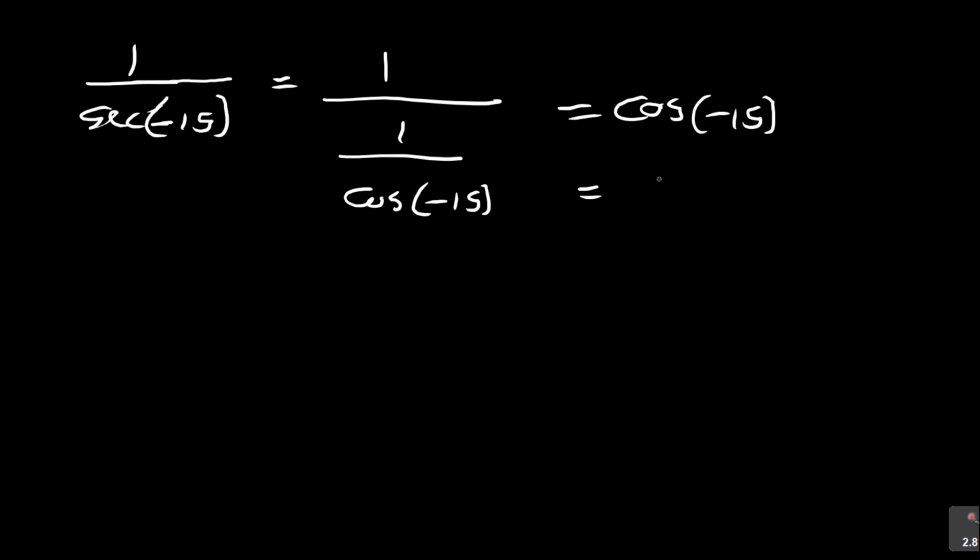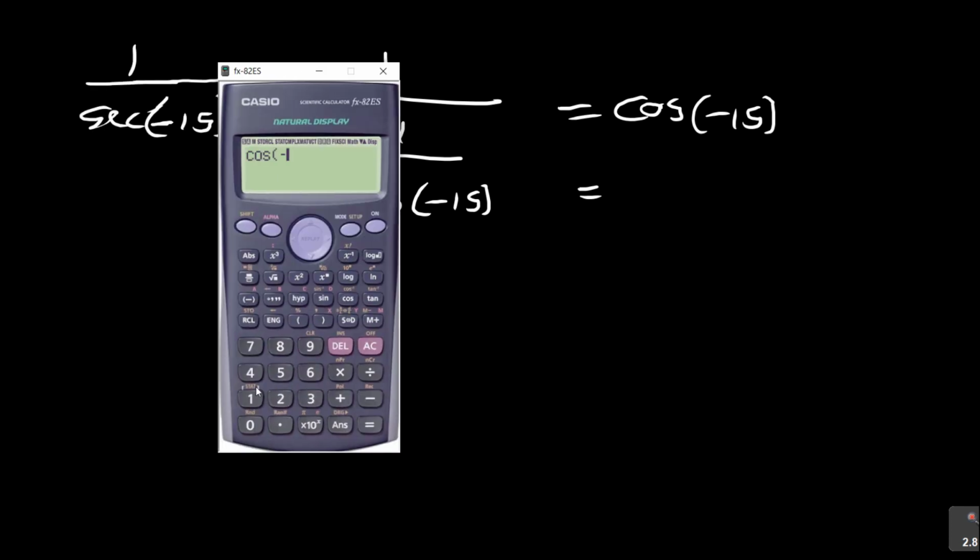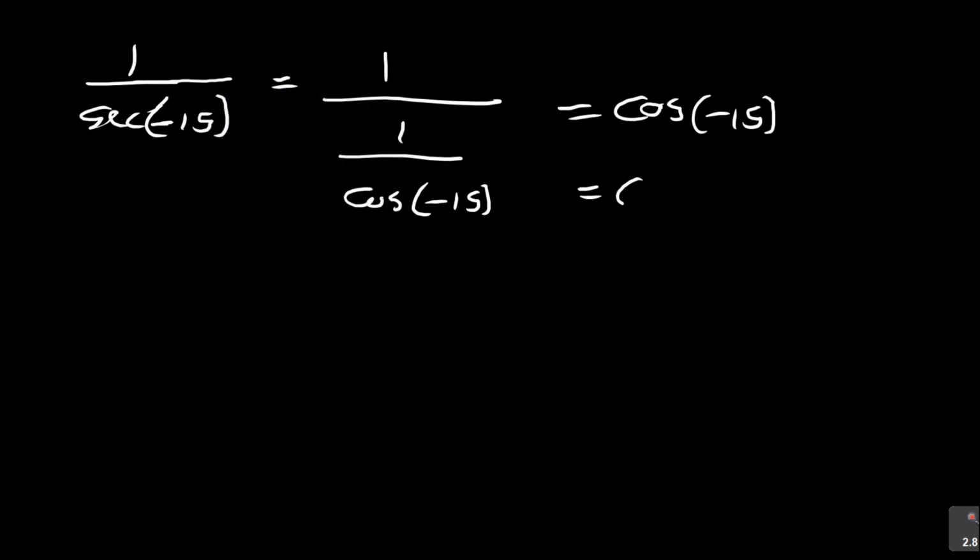Looking at your CAST diagram, you can even test with the calculator. To see this, you just put cos minus 15 here, and then you ask yourself, what answer does it give? It gives a positive answer. So you're like, okay, this is cos 15, right?